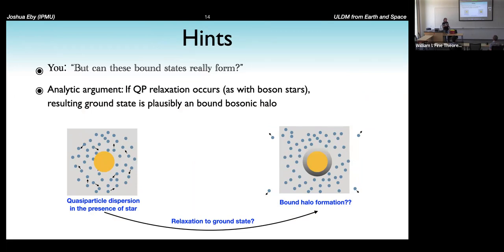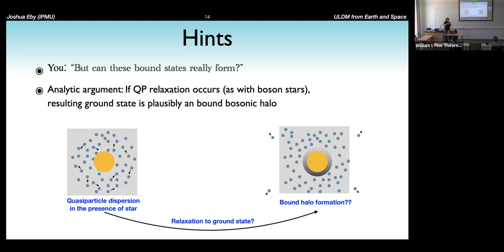So firstly, I gave this analytic explanation for how ordinary boson stars form. And what sort of led us down this road in the first place was the observation that, suppose you have a very similar system of quasi-particles scattering around, but now you put a very massive central gravitational potential somewhere in the system. When these quasi-particles scatter against each other, some of them will lose energy and go towards the ground state. Some of them will gain energy and get kicked out of the halo or to larger radii. But the ground state of this system is a bound halo around the sun. There's a very deep potential well.